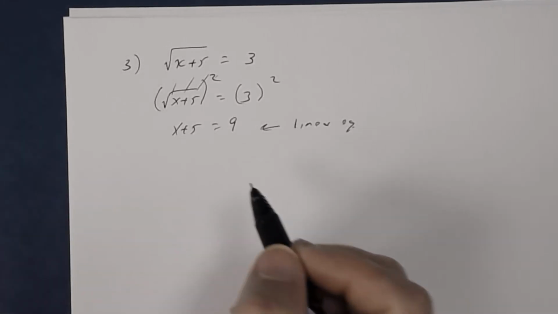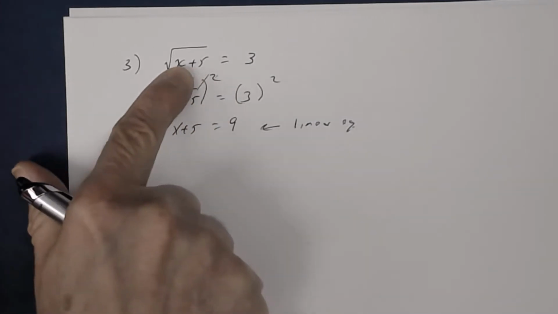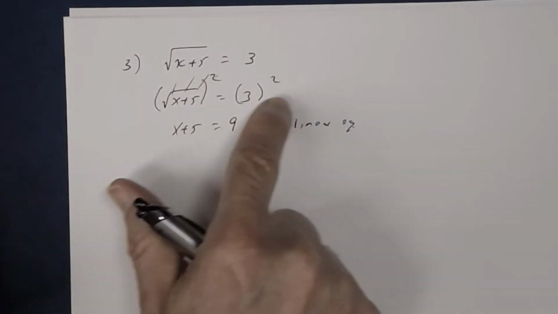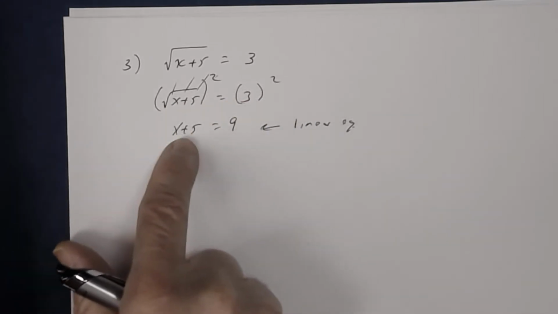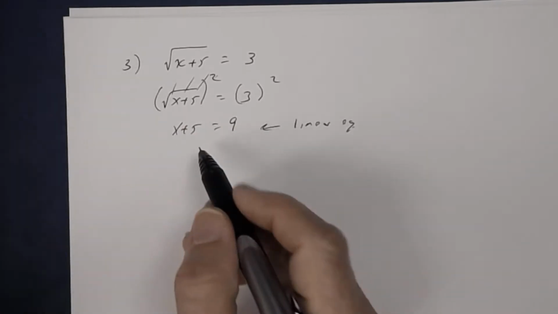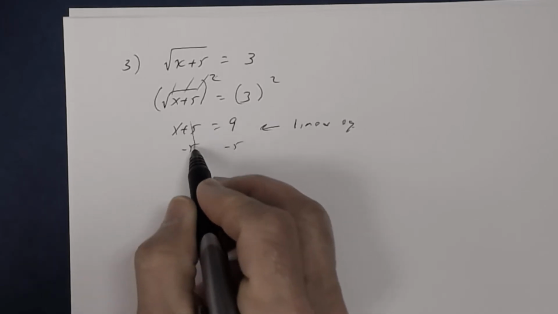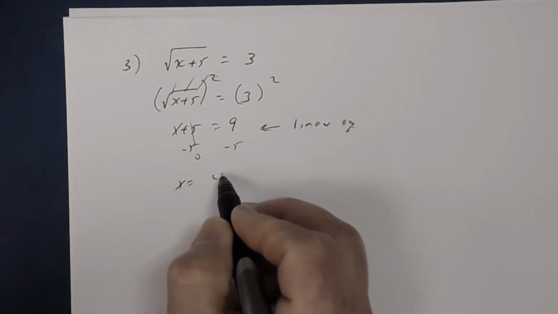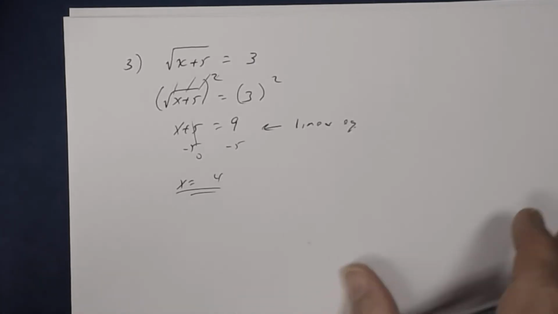So in step 3, so step 1 was to isolate the radical, which it already was. Step 2 is to raise both sides to a power equal to the index, which I did. And then step 3 is to solve. Okay? So to get x by itself, I'm going to subtract 5 from both sides. Combine like terms. I get x to be 4. Okay? And let's check.